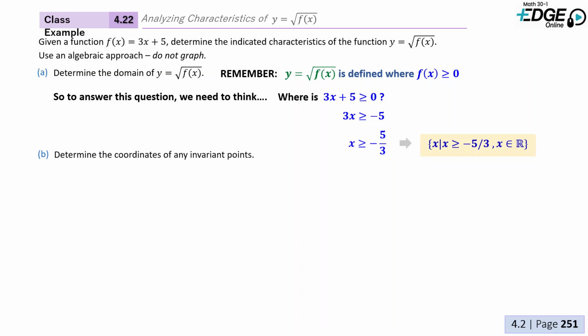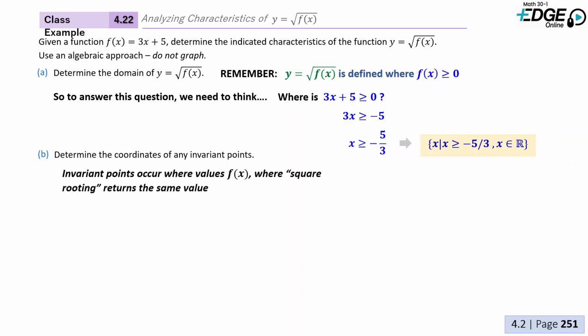Now let's determine the coordinates of any invariant points for the graph of f of x and the square root of f of x. So remember that the invariant points occur where the square rooting returns the same value, right? So that's going to occur when we have the square root of 0, because the square root of 0 is 0, and the square root of 1, because the square root of 1 is 1.